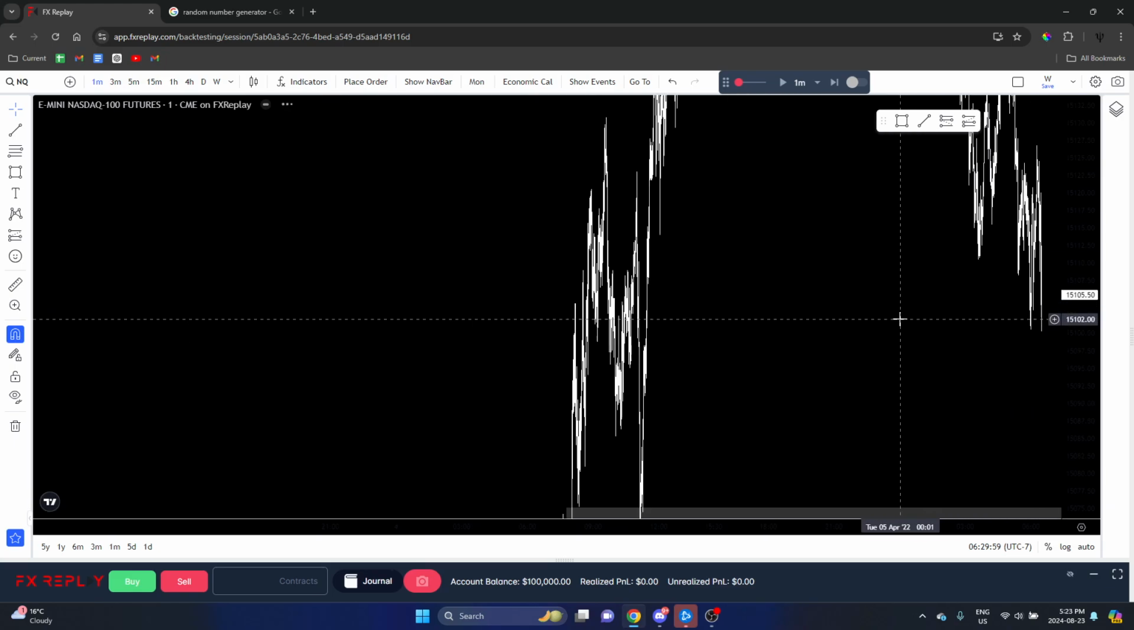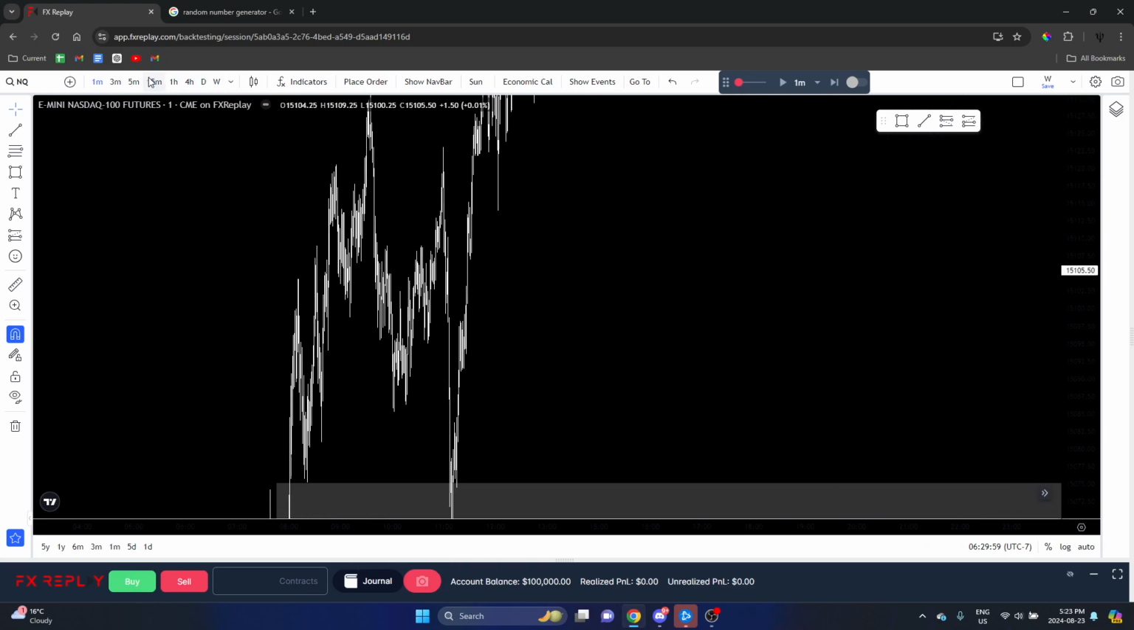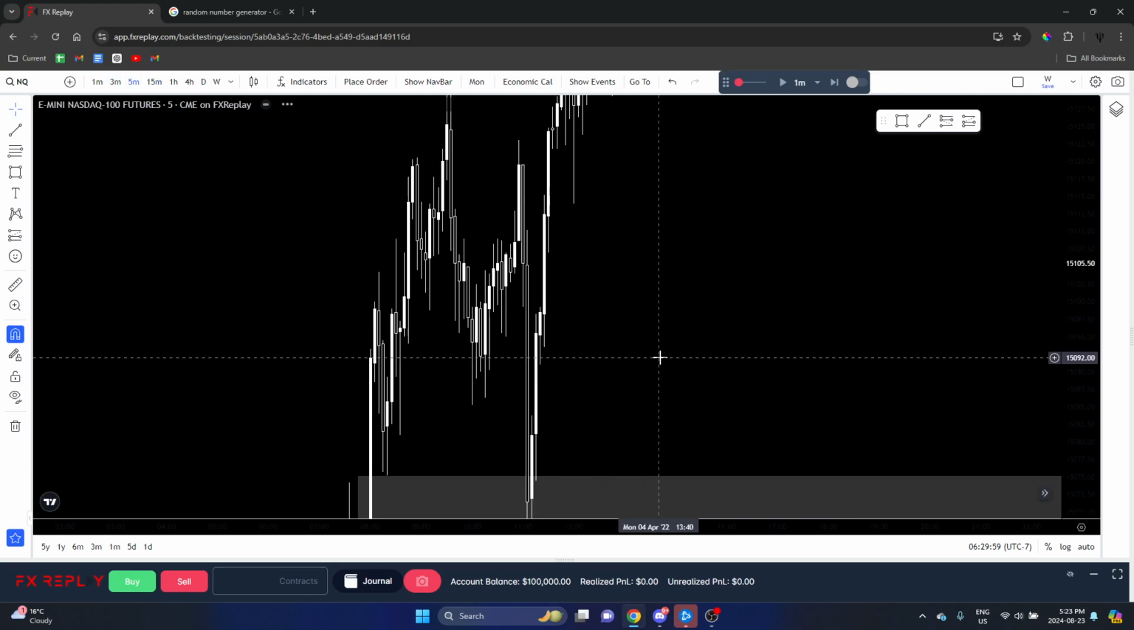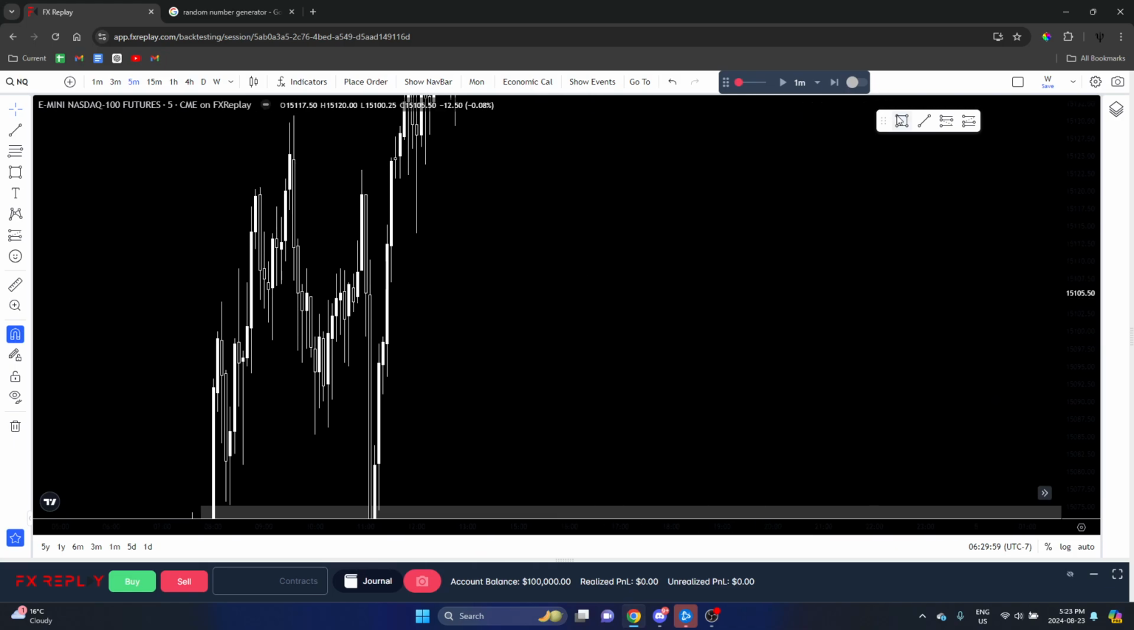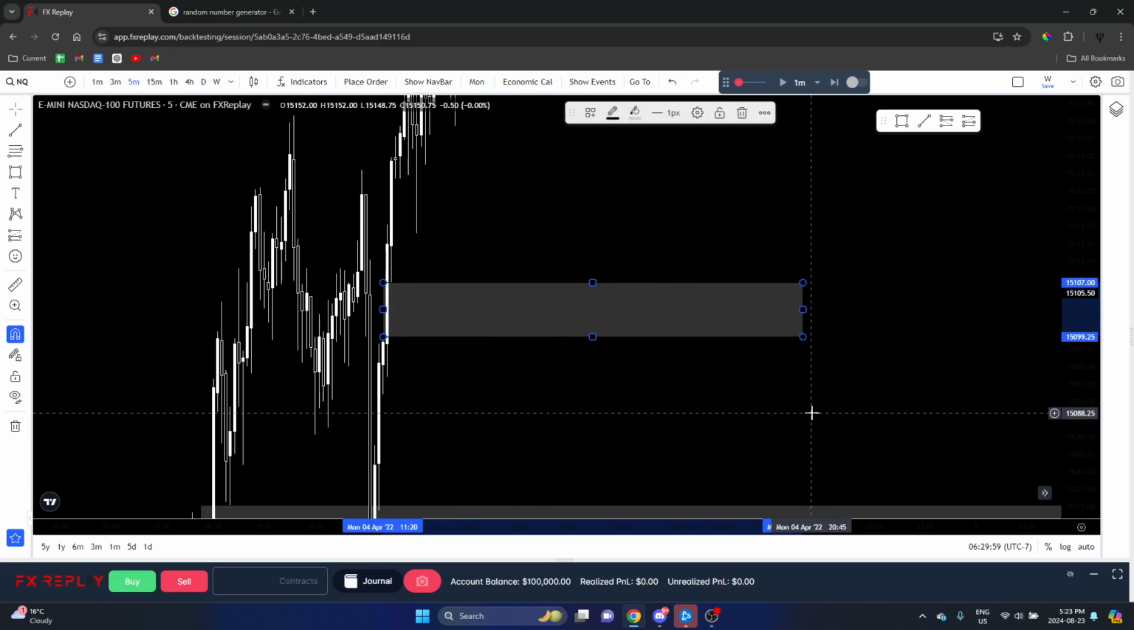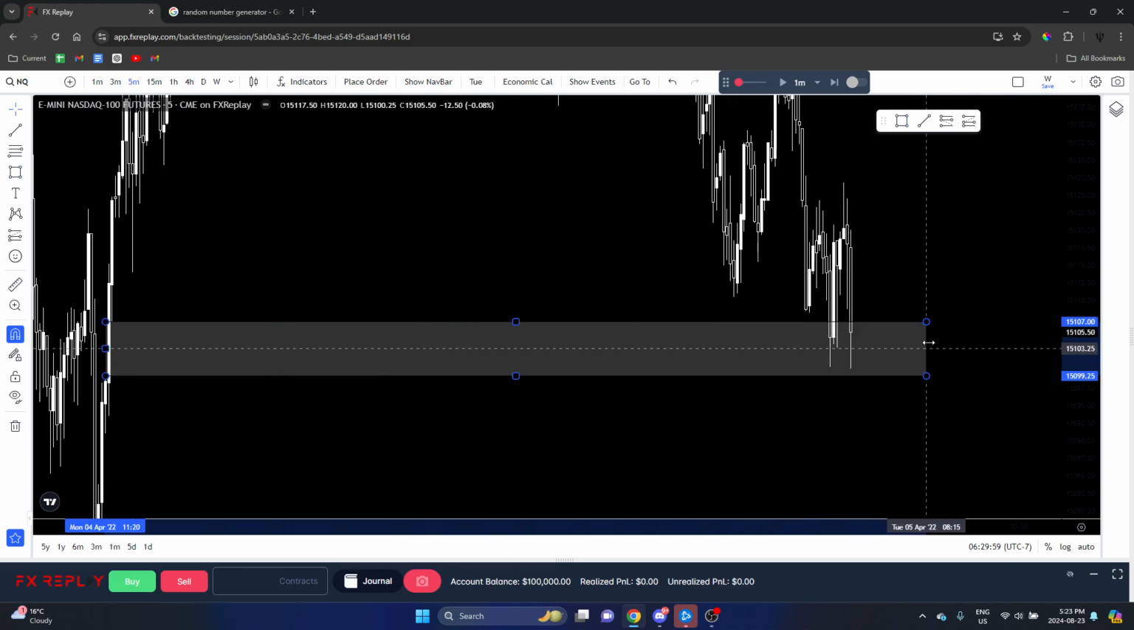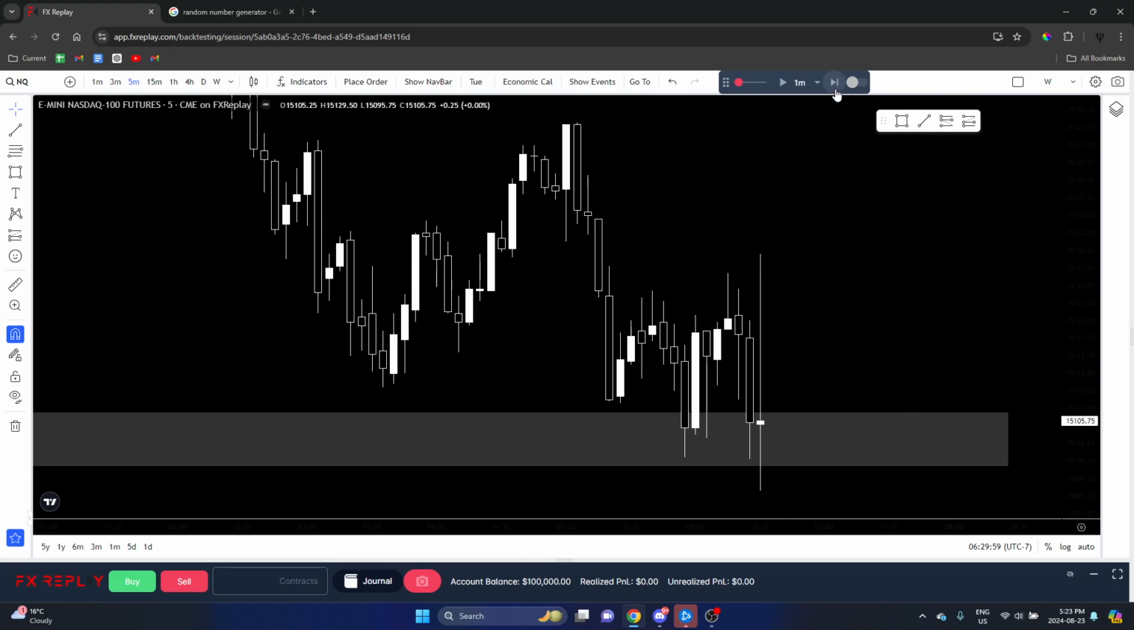Let's see if we get some kind of sweep here. I'm trying to check if there's a PD array on this leg. Okay, so yeah, there is a 5-minute here. And it's unmitigated, and it's just been mitigated. So we'll see if we inverse this or if we hold it.